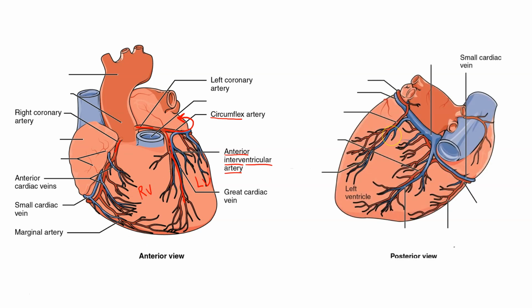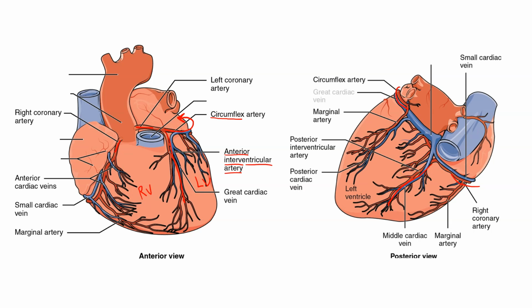On the back side of the heart, you can still see the circumflex artery coming back around to the posterior side. You can also see the right coronary artery coming around to the posterior side. There are those same marginal arteries coming off of either the circumflex or the right coronary artery. There's also the posterior interventricular artery, the one that goes in between the ventricles, but on the back side now. And then there are a couple of different veins as well.